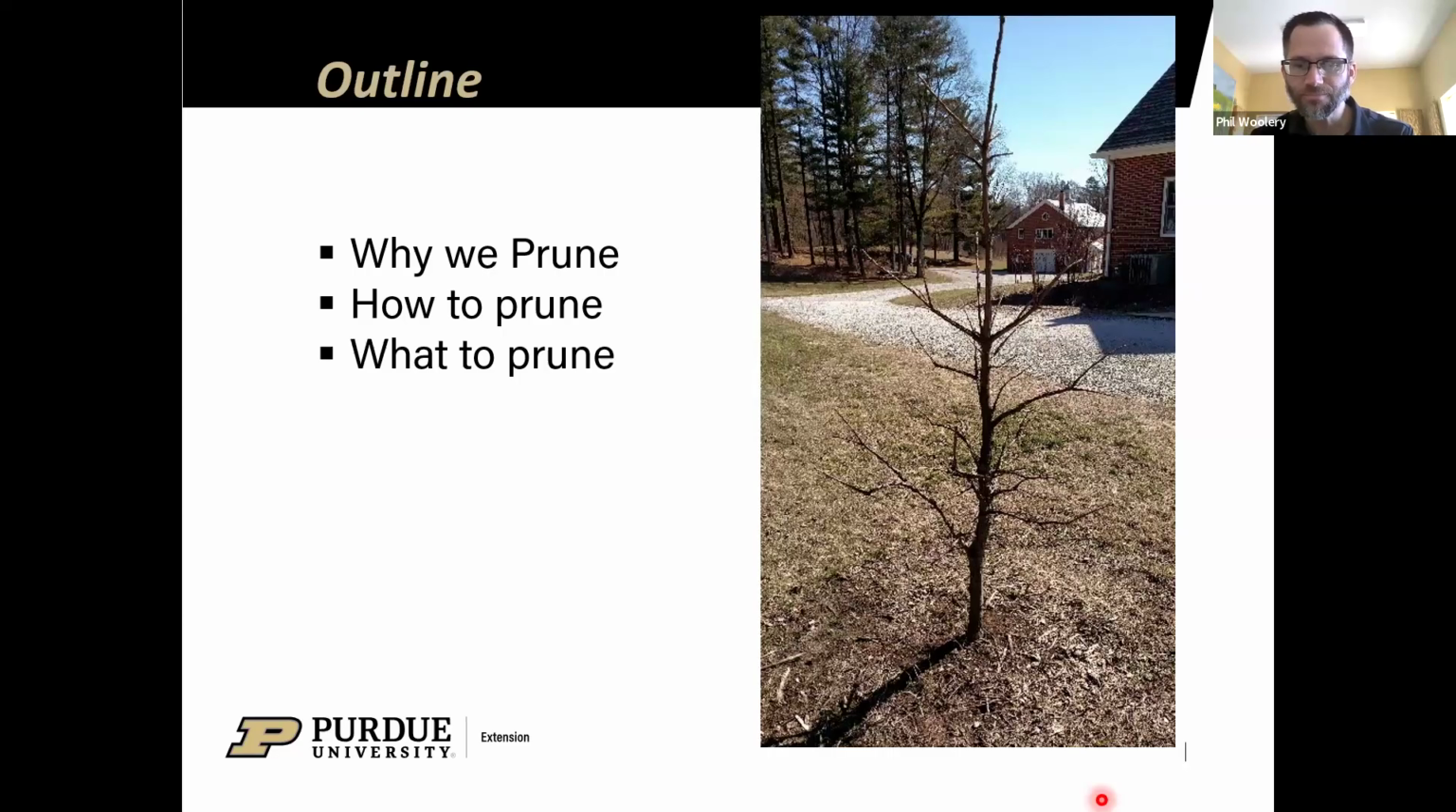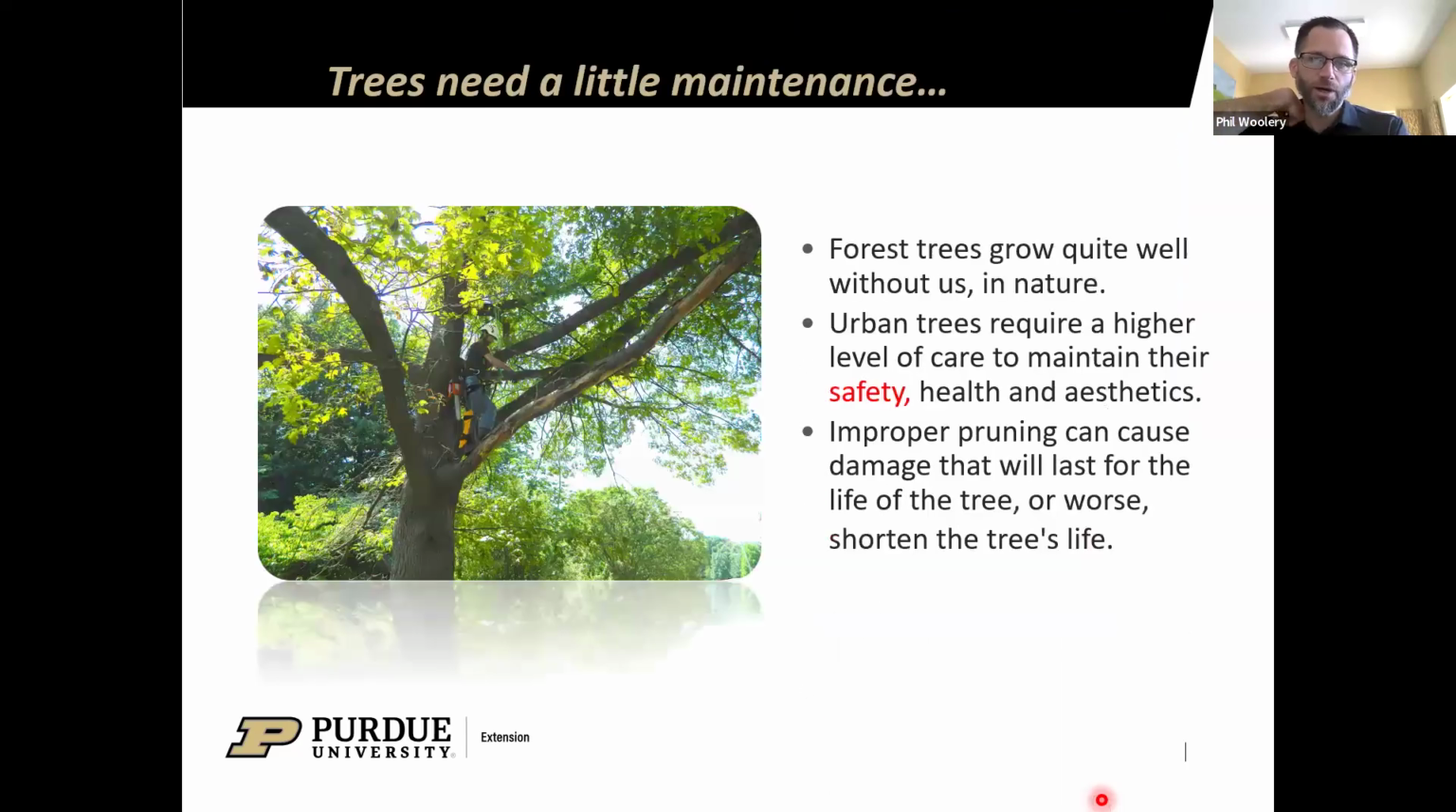And how we're going to accomplish our goals on that. So thinking about trees in their natural environment in the forest, they grow well without us in nature, but urban trees are a different environment, and they're typically going to require a higher level of care to maintain their safety. That's the big thing we should be concerned about. You don't want any tree branches falling on people or property, but also looking at health and aesthetics too.